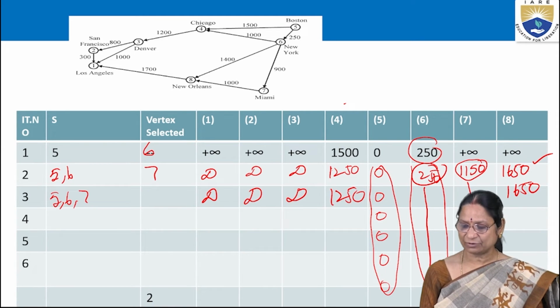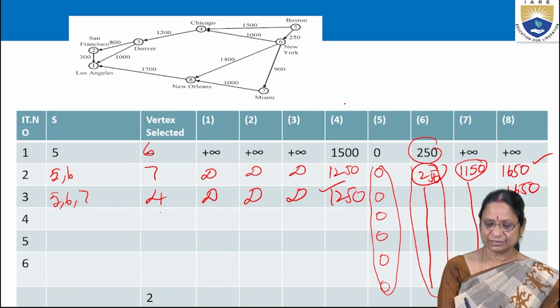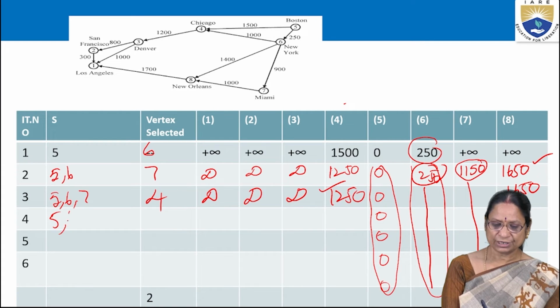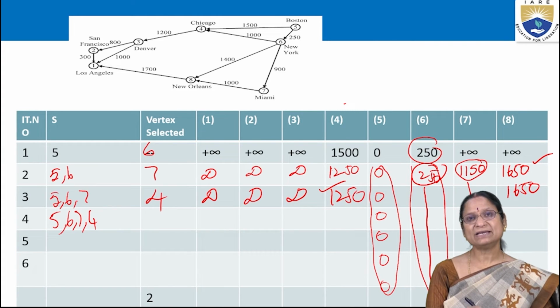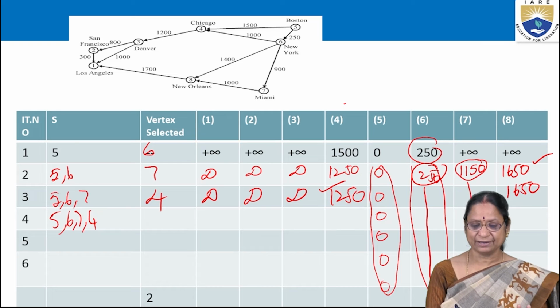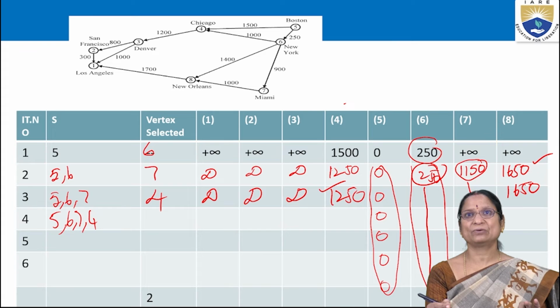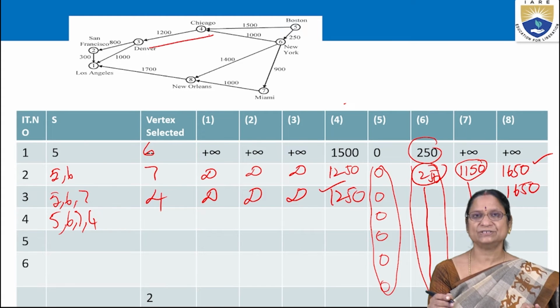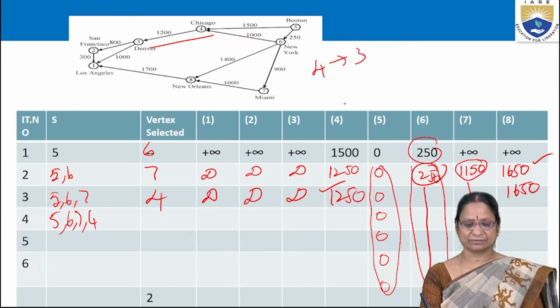Now we have to select the minimum. We have only 1250 and 1650, and 1250 is minimum. Next selected vertex is 4. So what is the set of vertices completed? 5, 6, 7, 4 are completed. Now from 4, I have to consider what edges are available. From 4, only one edge is there, to 3. So I have to consider from 4 to 3 the estimated cost.